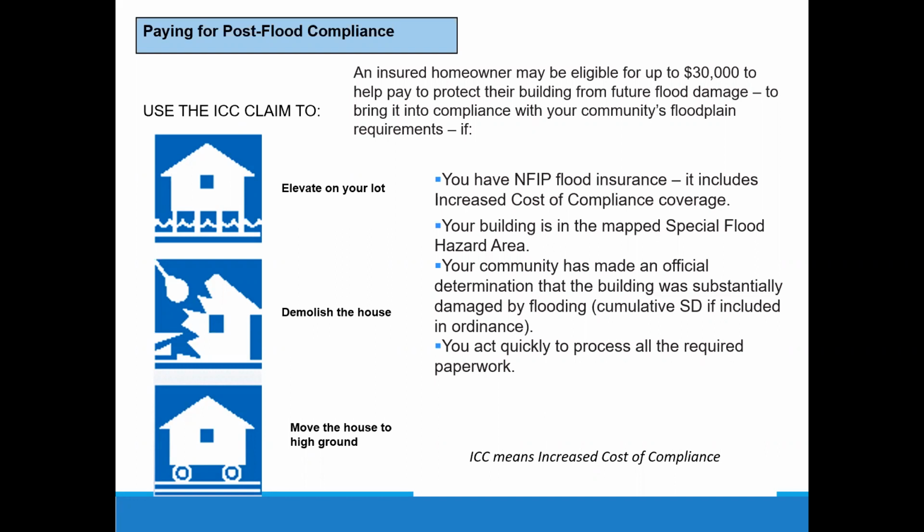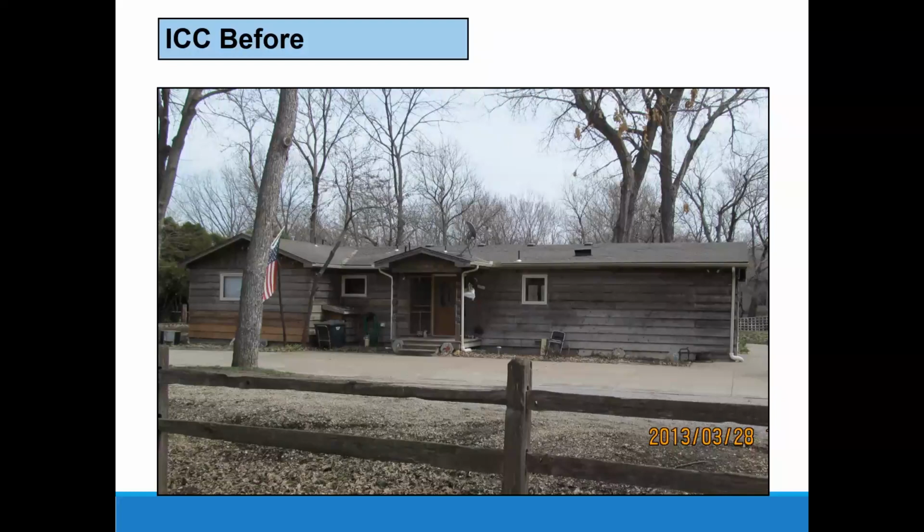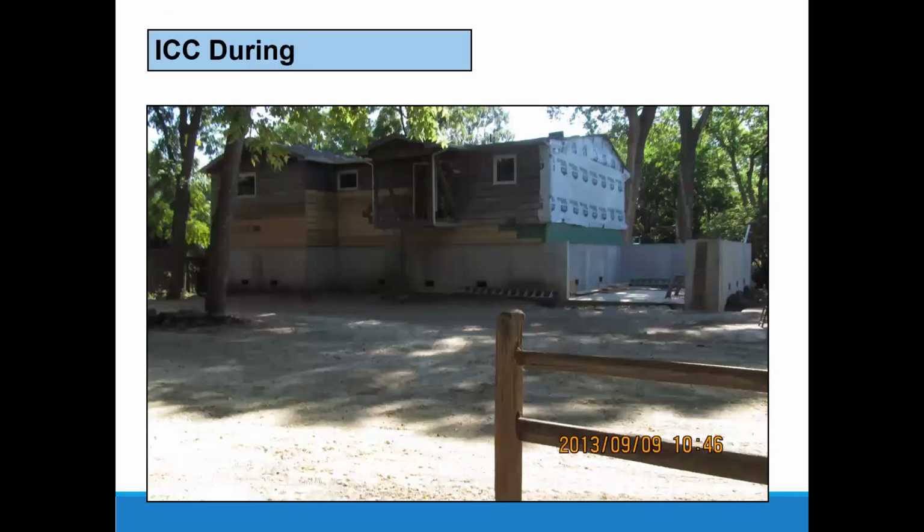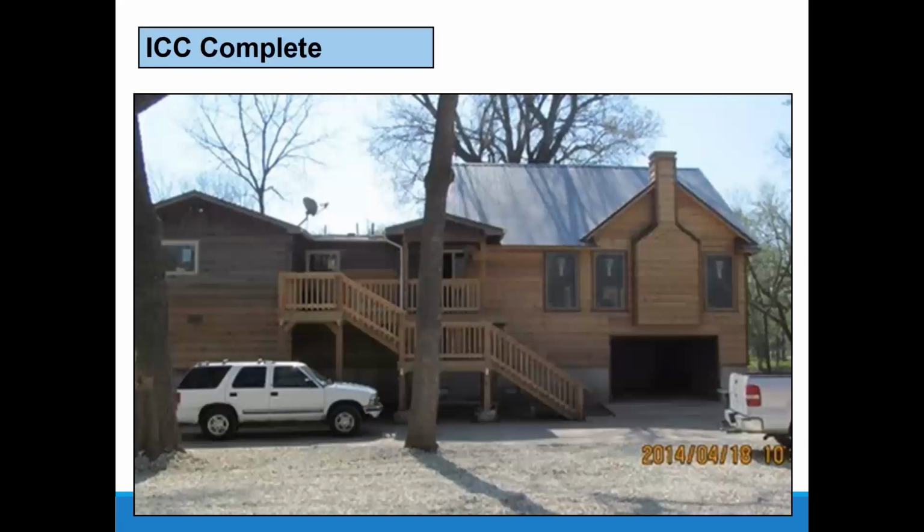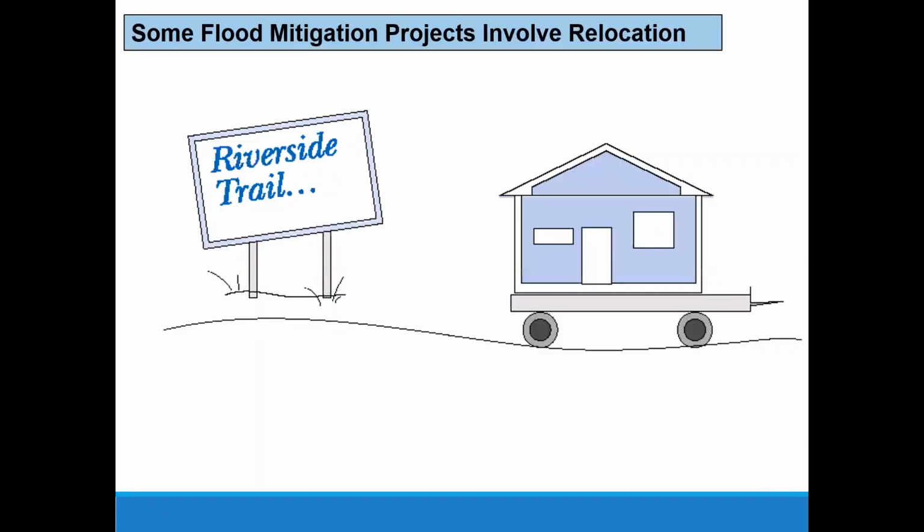And here's an ICC project. They made that claim on their flood insurance policy, and they were working on getting it elevated. So here it is during that process, and then after completion, which I actually think looks pretty nice, and it's been elevated properly. You can see the flood openings going in on this side of it. So it's been brought into compliance, and they used the ICC claim to help them do that.